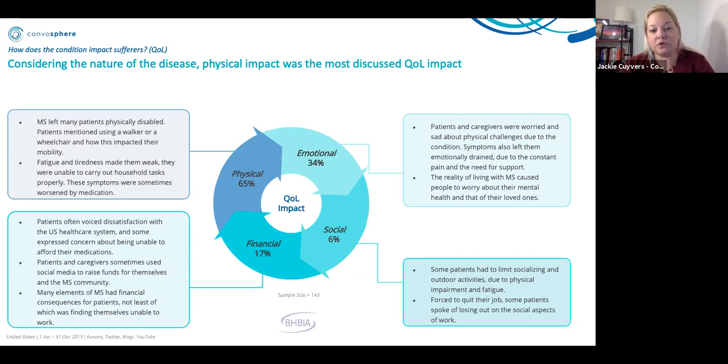So the social data, the online data set, can also be used to understand the quality of life impacts. Patients are discussing the emotional challenges that living with MS brings on a daily basis, the social impact, what this means for their work and their lives, the financial impact, and even the physical impact. All of these really impact their quality of life.